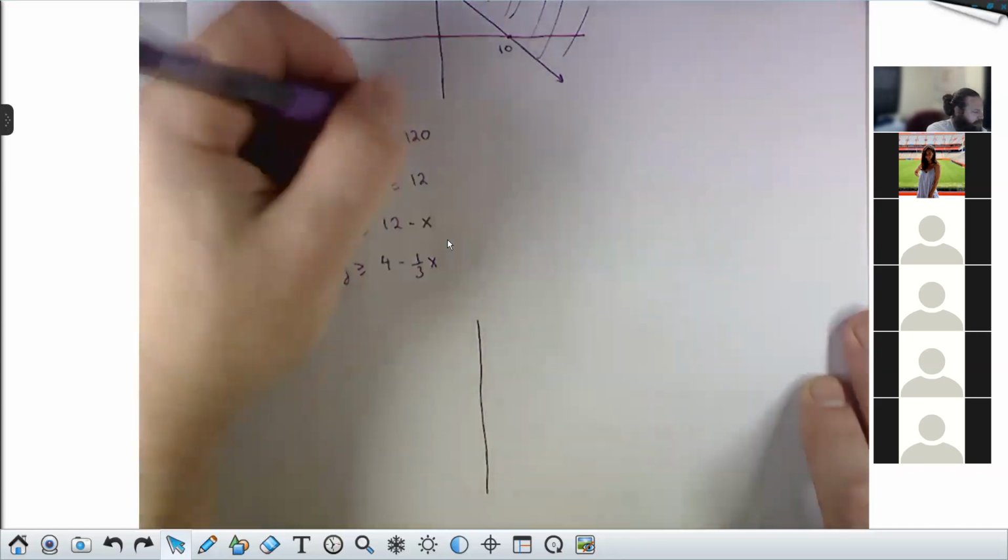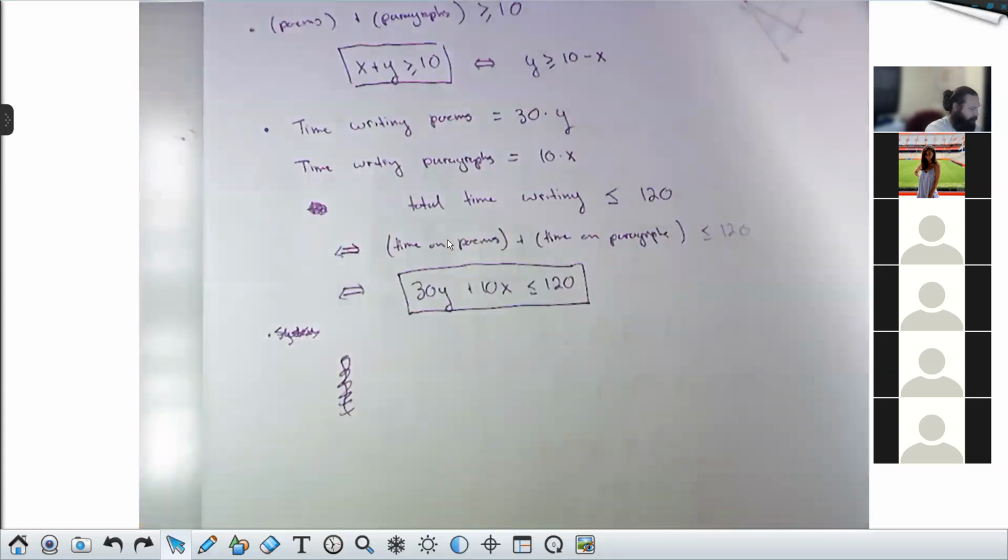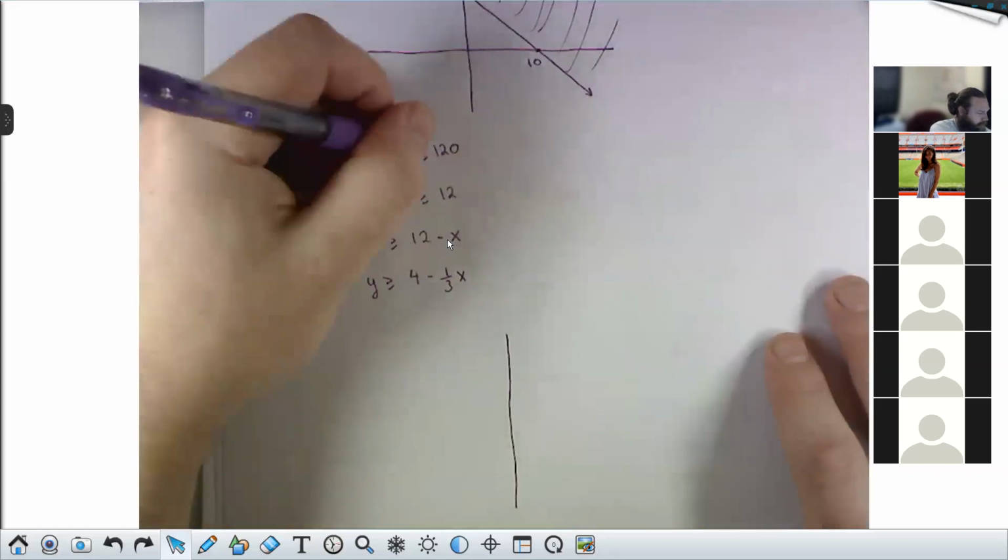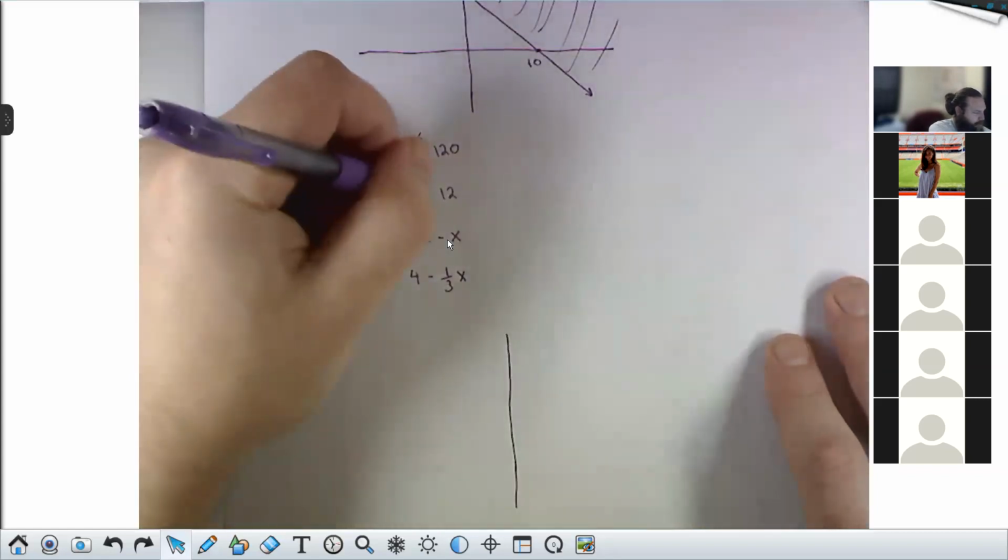But this is supposed to be a less than or equal to, isn't it? Did I write this down wrong? I did, I'm sorry. This is less than or equal to everywhere.